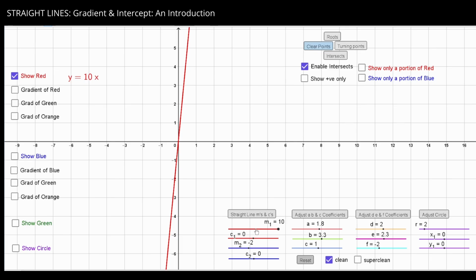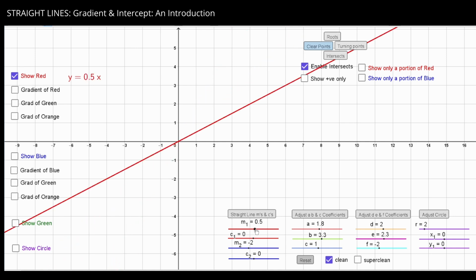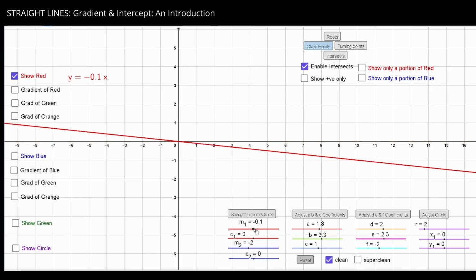Okay, coming down, there's 10, 9, 8, 7, 6, 5, 4, 3, 2, 1, a half, because you can see gradients can be less than 1, 0.1, 0. So a line of gradient 0 just runs along the x-axis. I think you'd expect that. Okay, let's go into negative territory. Negative 0.1, and the line slopes down very slowly.